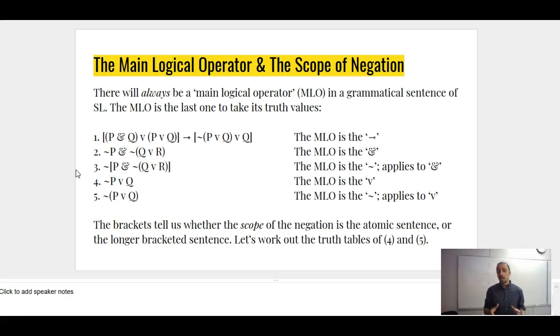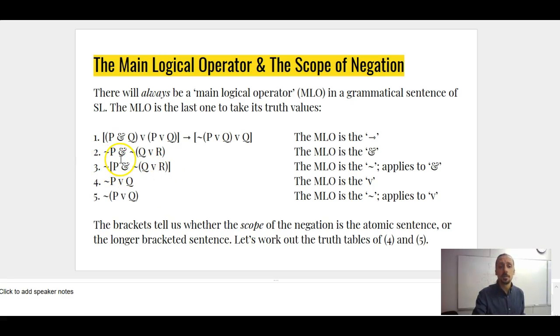Negation is slightly different. It's not a binary connective. It operates instead on one connective at a time, or one atomic sentence, the next one in line, as it were. So let's look at these 5 sentences here. The main logical operator in sentence 1 is the if-then. Why? Because it connects if this whole long thing here to then this whole long thing here. If-then. Second sentence, the main logical operator is the "and": not P, and neither Q nor R.